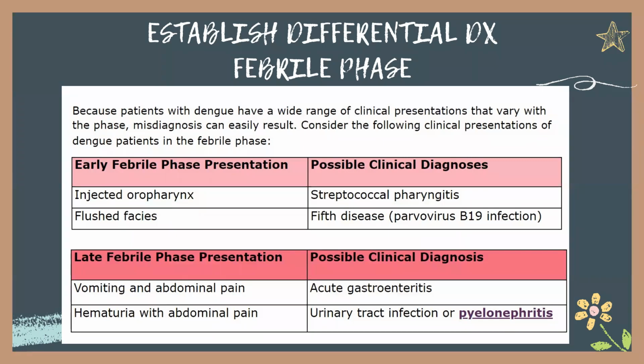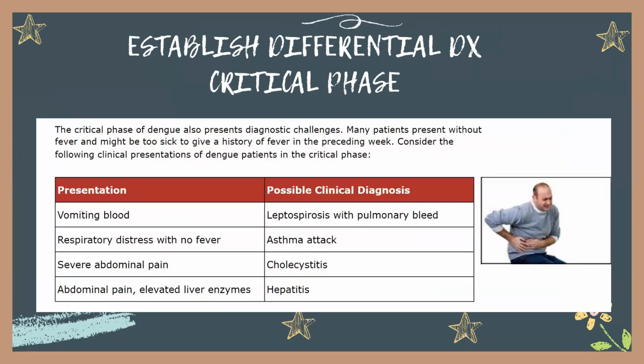So strep pharyngitis, flushed face can be due to fifth disease. If the patient comes in with a late febrile phase presentation, vomiting, abdominal pain, it can be acute gastroenteritis, but it can also be dengue. So a patient with AGE, you have to suspect dengue. How to suspect? Good history, good examination. Abdominal pain can be caused by other things. So other differential diagnoses in the critical phase, lepto; we have to broaden our differentials.